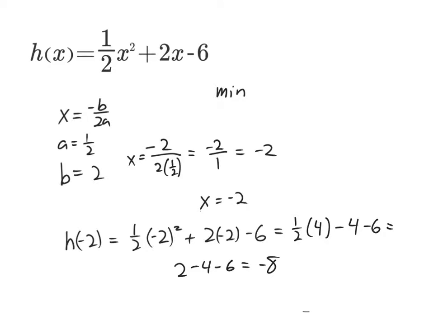So I have a minimum at negative 2 of negative 8. So pretty much my answer is negative 8, because my minimum is negative 8, but it happens at negative 2.